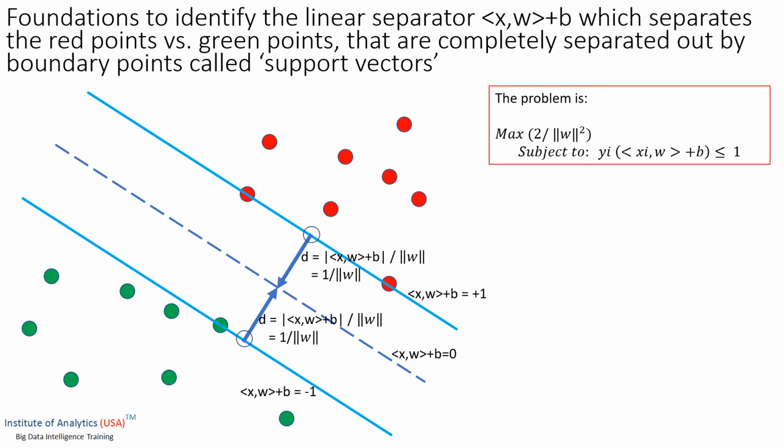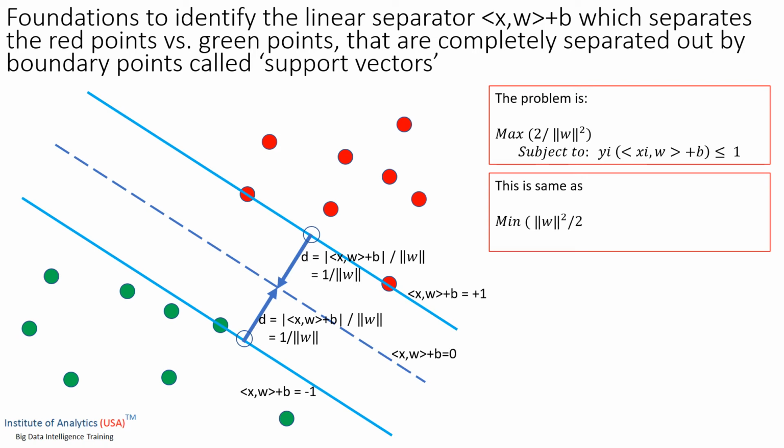Subject to this condition that the inner product plus b, for all the points above the red line or below the green line, should satisfy this condition. Because of the negative, you can check that one. For the green points it's less than or equal to minus 1, and for red points it is greater than or equal to 1. By the way, in the distance calculation D, we are supposed to have the absolute value. Remember that, there's a notation missing here. That's why it is positive.